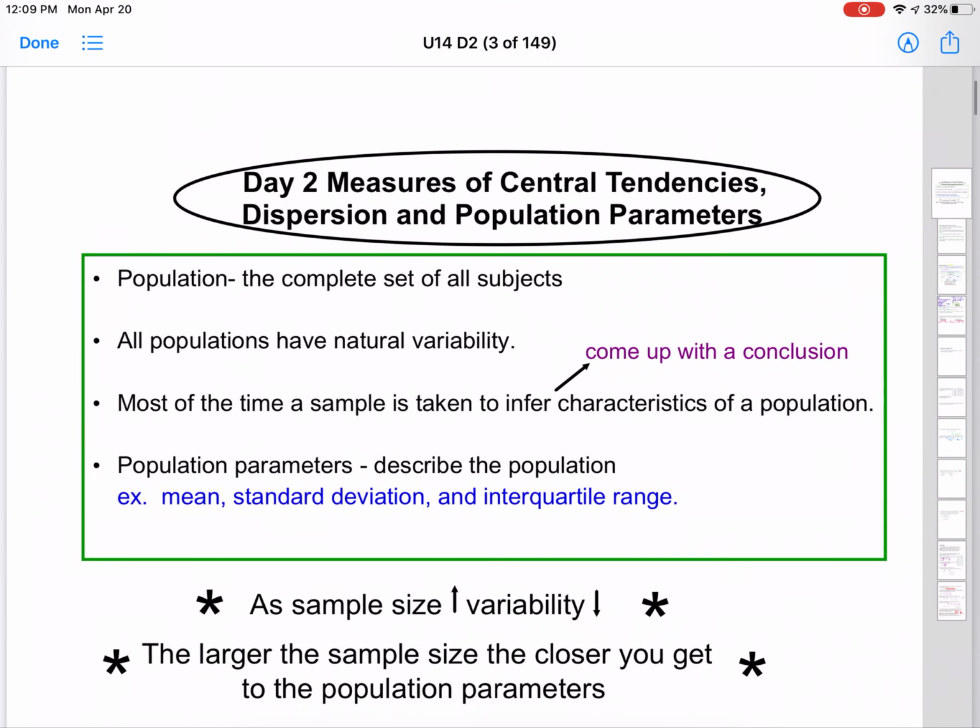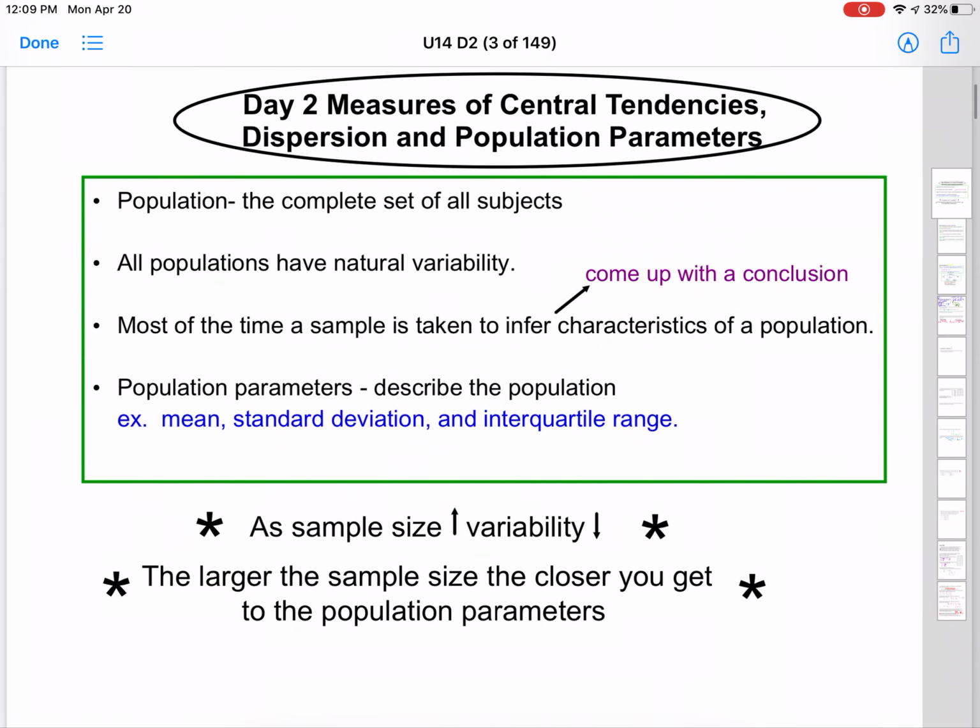Okay, guys, here we go. Day 2 in our statistics unit. Measures of central tendencies, dispersion, and population parameters. Measures of central tendencies you've done before. It's just mean, median, and mode. Dispersion and population parameters, you did a little bit of that in 9th grade, but we'll talk about it as we get to it here.